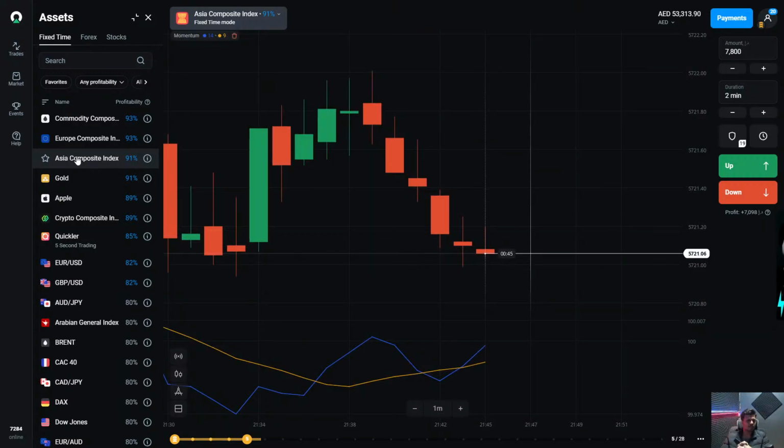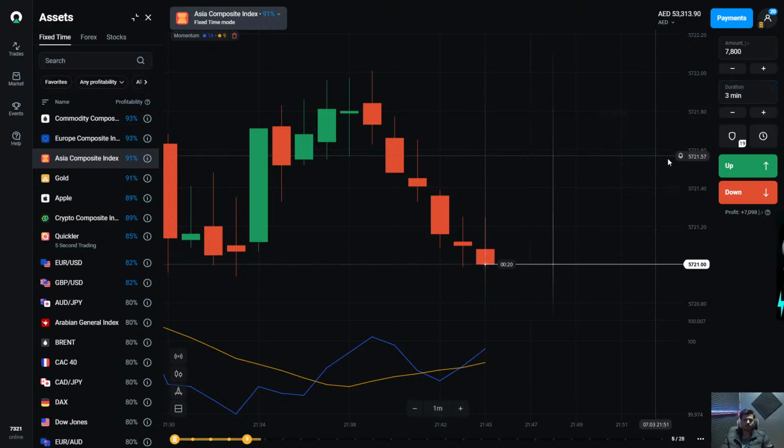We will move there. It's still trying to go downward, but here it will go back to the upward. Both lines are moving upward. Even after that, it's trying to move to the downward. Let's make it 3 minutes, but not in the downward. Let's make an up trade.